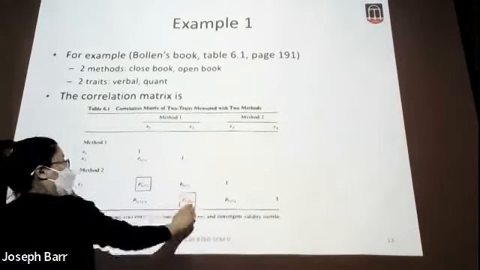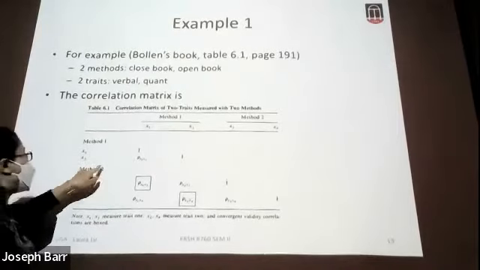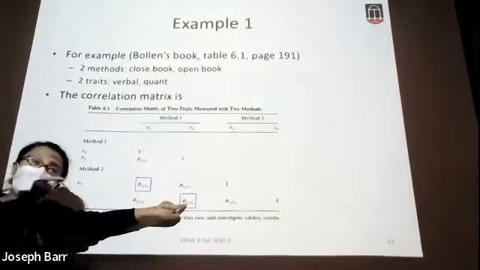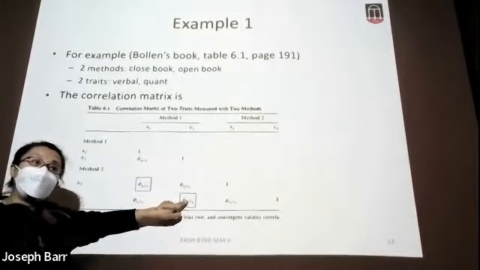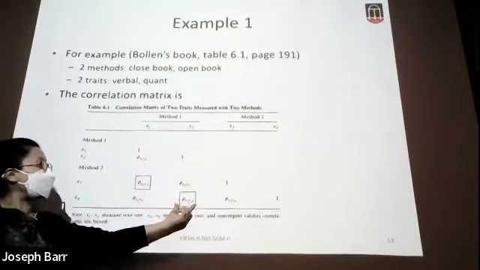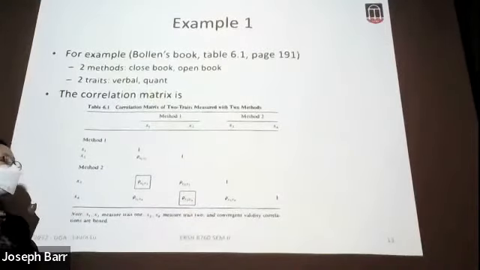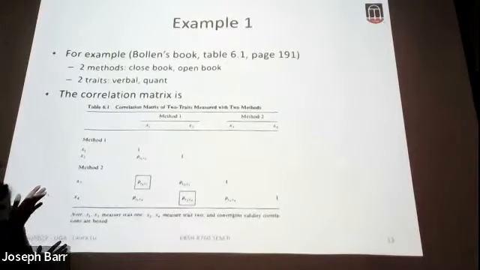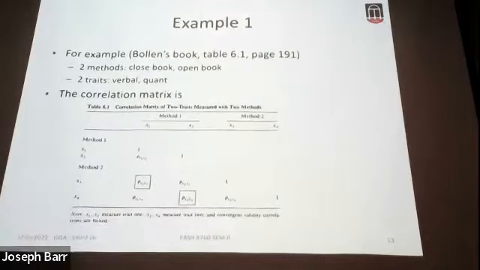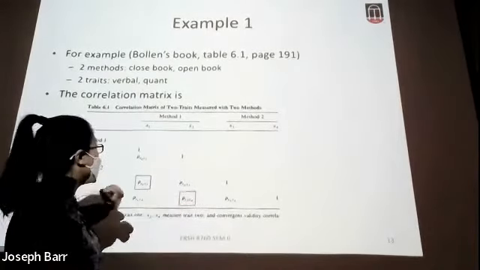Same thing here. X4 and x2 are measuring the same trait by using different methods, method 2 and method 1. So this value theoretically should be high. If what we observe in this space is a high correlation, then we can say there is convergent validity. But not these scores.